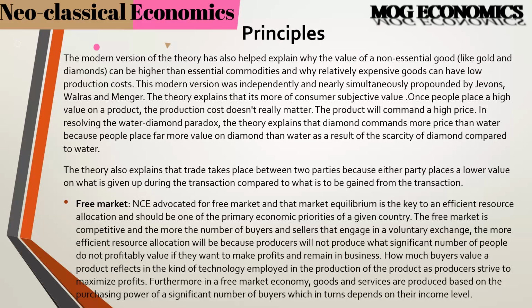I think I've explained this in previous classes, so there's no need to overflog this again. The free market is competitive, and the more buyers and sellers engage in a voluntary exchange, the more efficient resource allocation will be, because producers will not produce what a significant number of people do not profitably value. When I say profitably value, it's not enough for people to value it, but can they also pay for it? And the amount of money they are willing to pay, does it leave you with a considerable amount of profit? That's what I mean by profitably value.